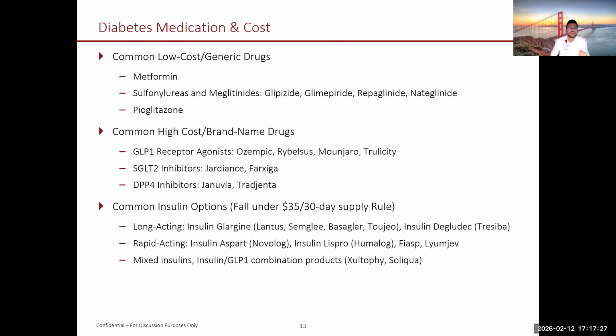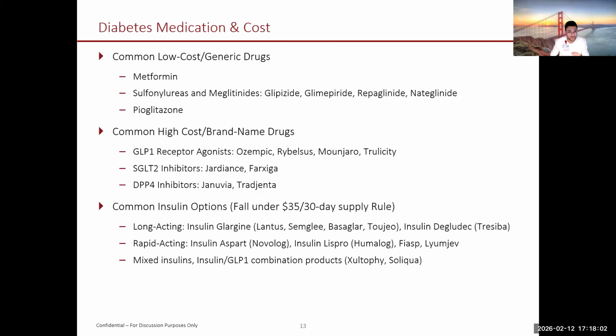Now, in diabetes, there's a number of different medications that we use. There's maybe 6, 7, 8 different classes of medicine as a whole. Some of them are low cost and generic. Some of them are very costly because they're brand name drugs. And then we also have insulin, which has its own rules. So when we think about low cost generic drugs in diabetes, mainly we think about metformin, sulfonylureas and meglitinides like glipizide, glimepiride, repaglinide. These are all common drugs in that class. And we think about something like pioglitazone, which used to be known as Actos.